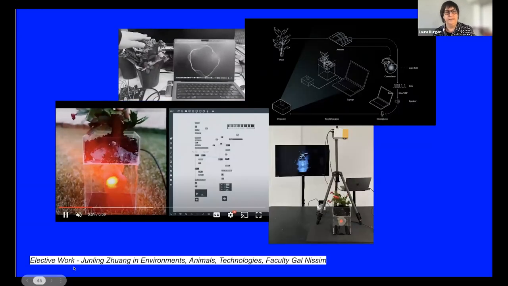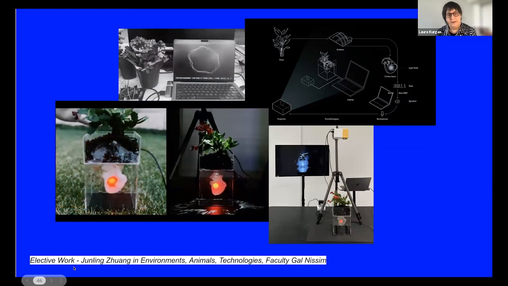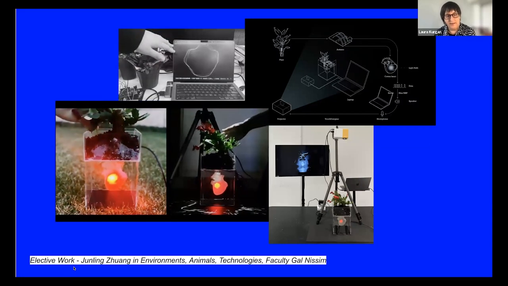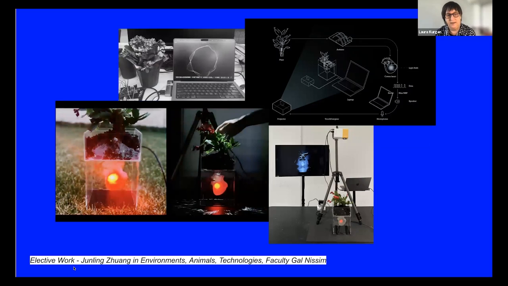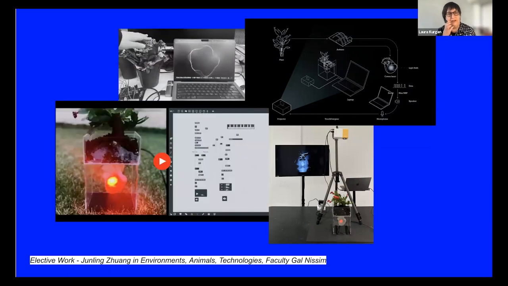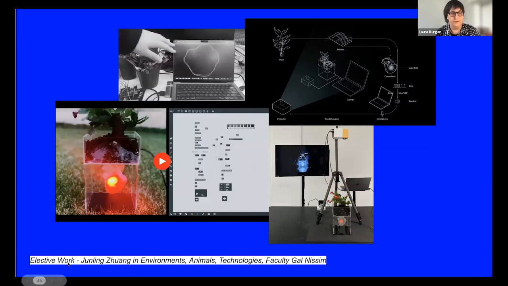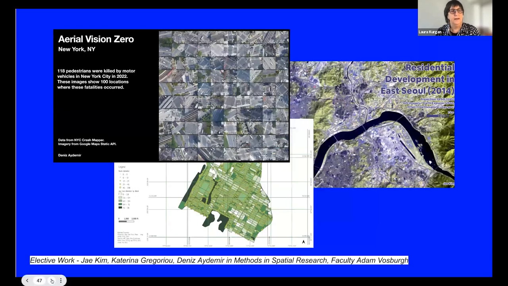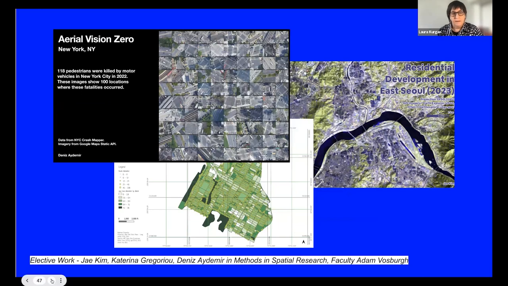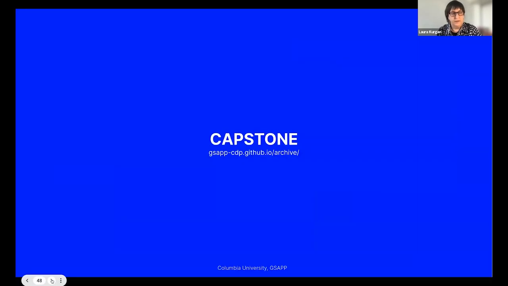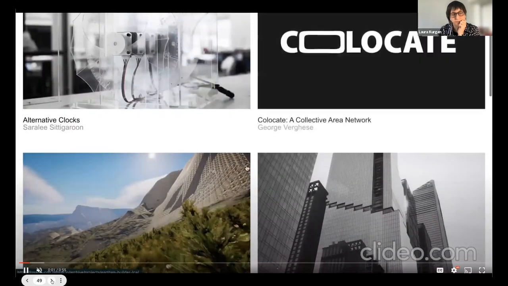This is Junling Zhang. Actually, this is for a seminar class that he did, the environments, animals, and technologies, where he combined sensors and a little bit of artificial intelligence. This is work from Adam's methods in spatial research class, you know, different kinds of GIS methodologies. And here are a lot of the capstone projects.